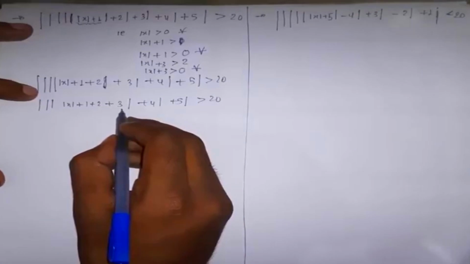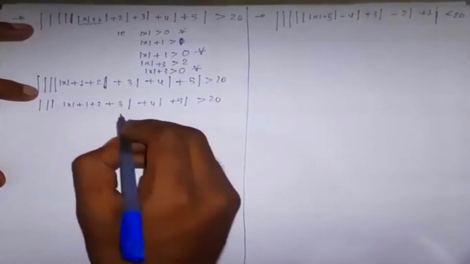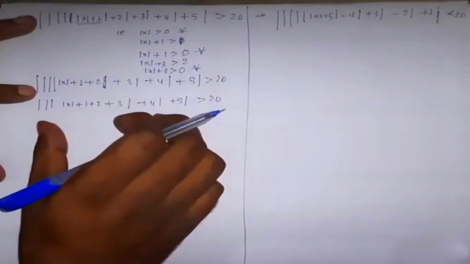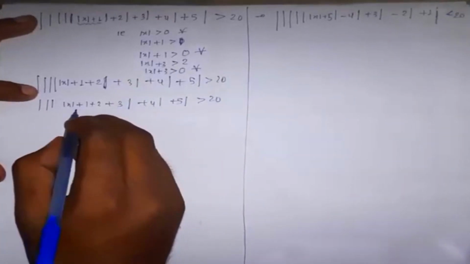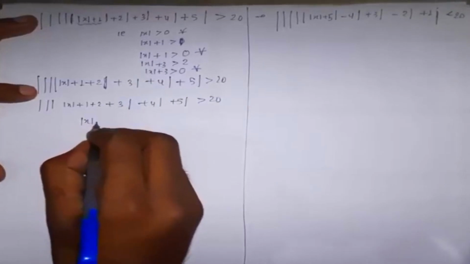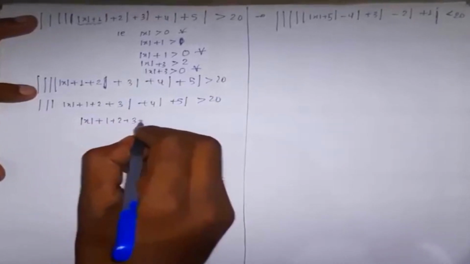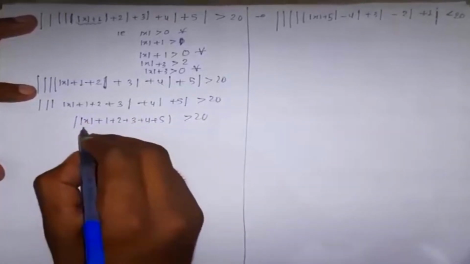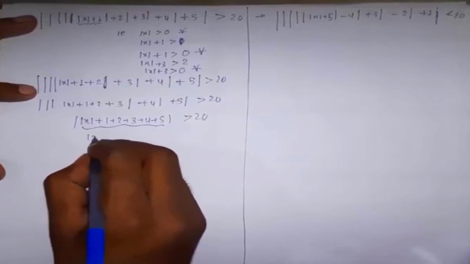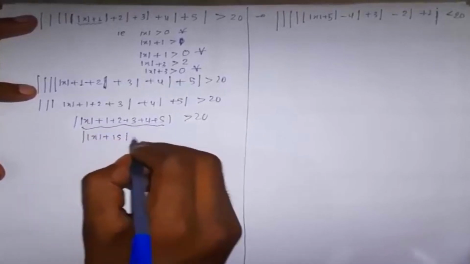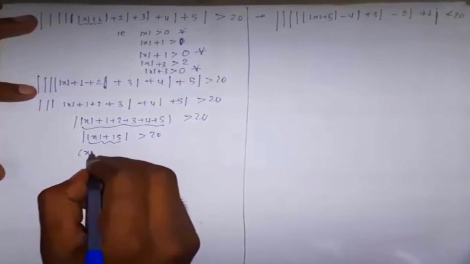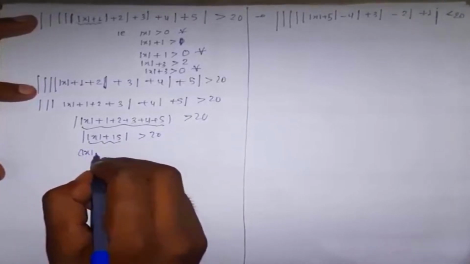This is positive, then this mod function will open as positive. Again 4 will be added, again it will be positive. So finally we will find mod of x plus 1 plus 2 plus 3 plus 4 plus 5, positive. Again this will be positive, mod of x plus 15. This portion is positive, then we will open it like this, 15. I hope it is clear.